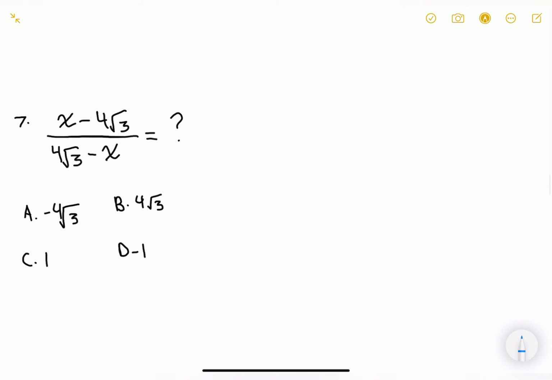Let's move on to number 7. Number 7 says x minus 4 to the radical of 3 divided by 4 to the radical of 3 minus x. I want to teach you a basic number property.